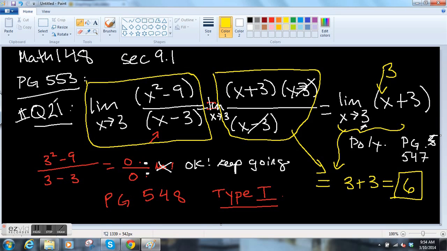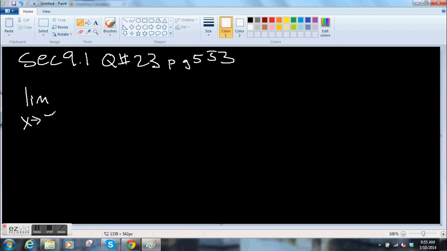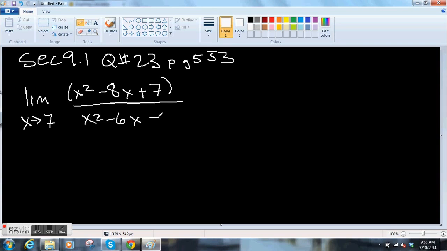I'm also going to go over question number 23, but let me get a new page. Section 9.1, question number 23, and that's still on page 553. In this problem, you're supposed to find the limit as x goes to 7 of x squared minus 8x plus 7, all divided by x squared minus 6x minus 7.